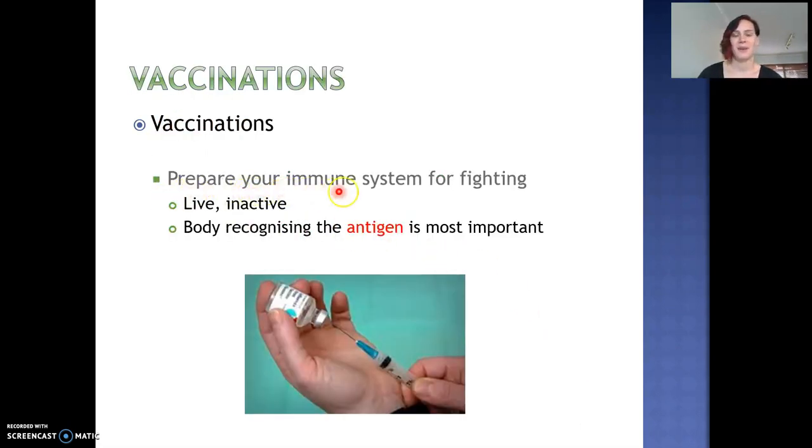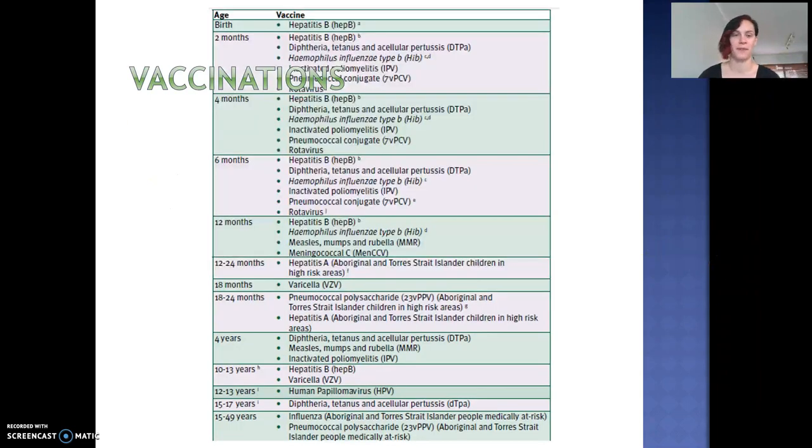Vaccinations, they're great. They prepare your immune system for fighting. They are live or inactive. We don't know what kind of pathogen they are giving you. You can do a lot of research to figure out what kind of antigen they are giving you. But the important part of this is that your body is recognizing that the antigen is there and knows how to do something with it.